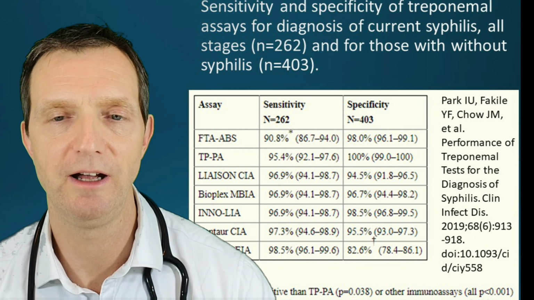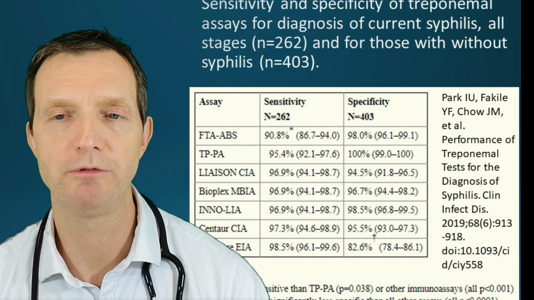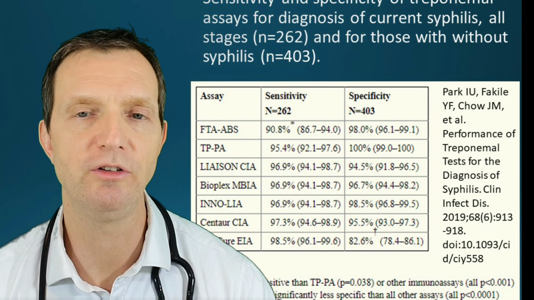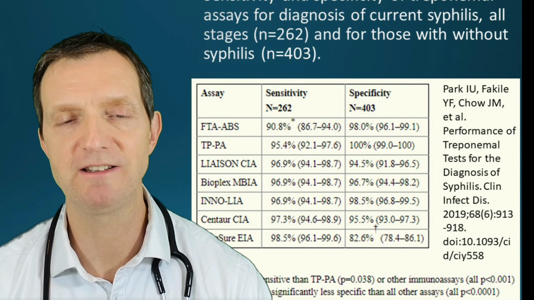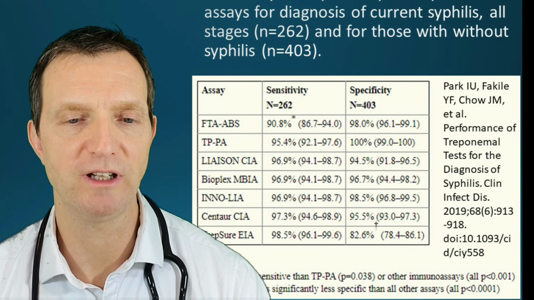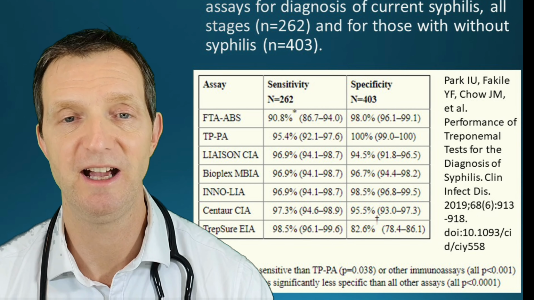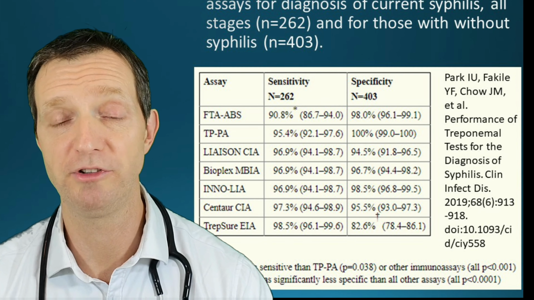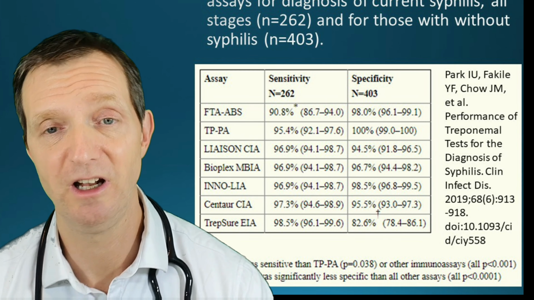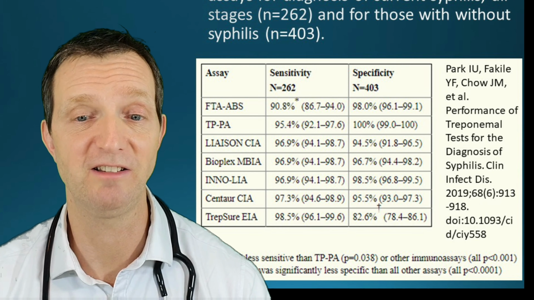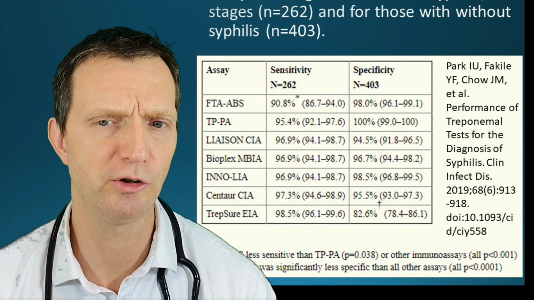And so this is a table I've pulled out from a paper from Park, Falke and Chow. It was published in 2019, and right at the bottom line it's got EIA, and this is effectively the antibody test. Its sensitivity, its true positive rate, is quite good at 98%, but its specificity is not that good. And so if you get a negative test, you're only 82% sure.